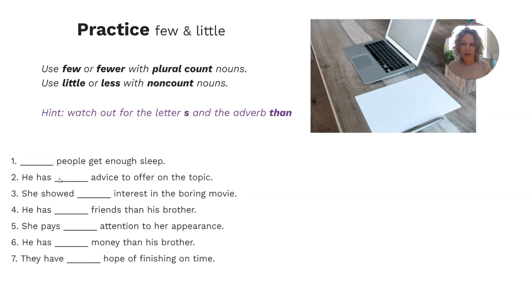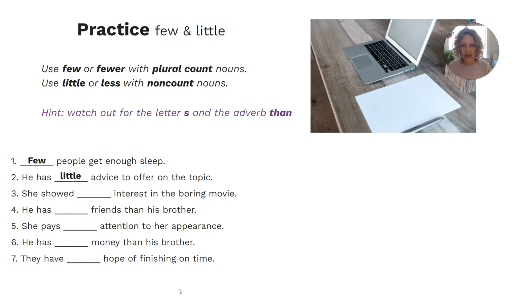Number 1, blank people get enough sleep. So people, remember that's a plural noun, so we need to have few. Few people get enough sleep. Number 2, he has blank advice to offer on the topic. Advice, what kind of noun is it? It's non-count, so we need little. He has little advice to offer on the topic.